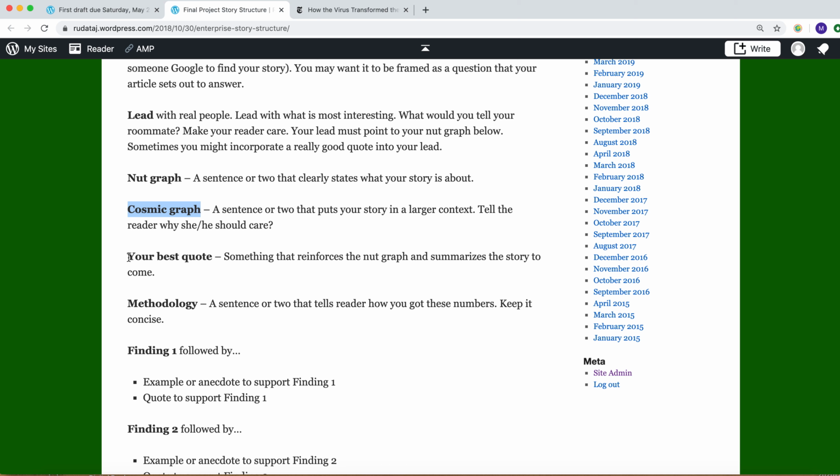Often, somewhere in your lead, or right under your cosmic graph, you can have one of your best quotes. Again, you're trying to get quotes from two people, and this should reinforce your lead and your nut graph and summarize what's to come in your story. You need a methodology, which is just a sentence or two that tells your readers where you got your data, what you did with it, and it can also define some key terms. I'll show you what that looks like.